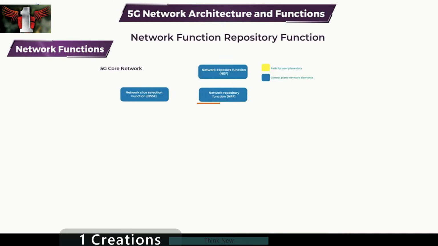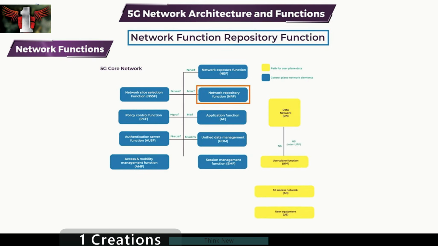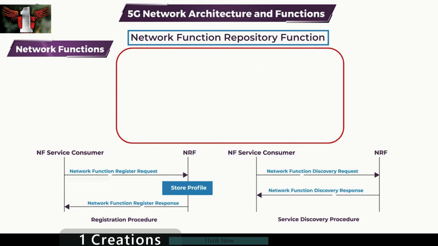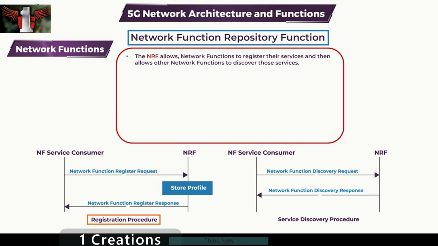Our next topic is Network Function Repository Function, NRF. The Network Function Repository Function is a control plane function within the 5G core network. It is a new function introduced in 5G and doesn't have any similar node in 4G. The NRF allows network functions to register their services and then allows other network functions to discover those services. That is, the general pattern is network function service registration followed by network function service discovery. These general procedures are illustrated in the above figure.